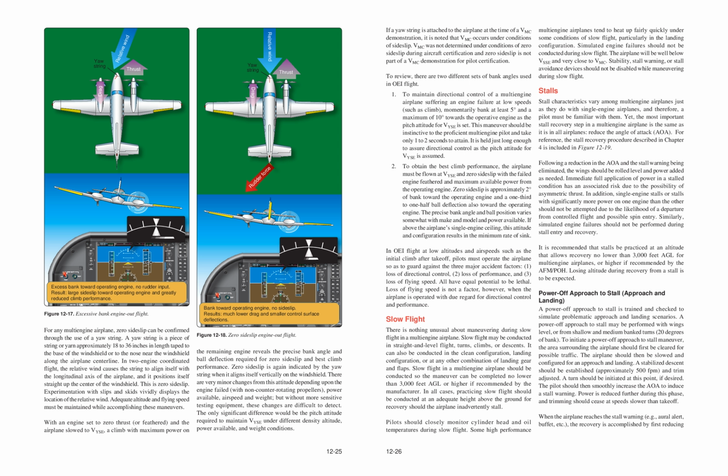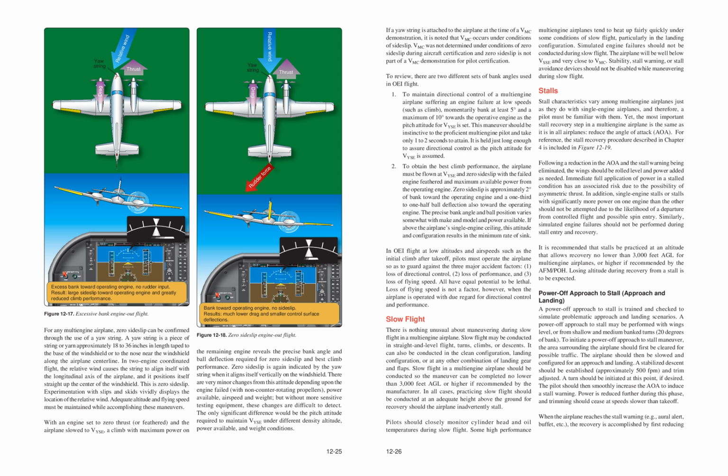In OEI flight at low altitudes and airspeeds such as the initial climb after takeoff, pilots must operate the airplane so as to guard against the three major accident factors: 1. Loss of directional control, 2. Loss of performance, and 3. Loss of flying speed. All have equal potential to be lethal. Loss of flying speed is not a factor, however, when the airplane is operated with due regard for directional control and performance. Slow flight. There is nothing unusual about maneuvering during slow flight in a multi-engine airplane.